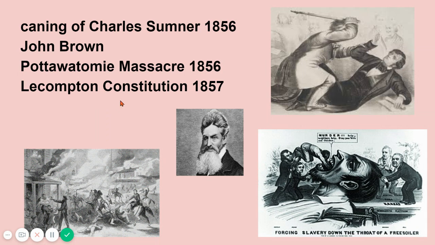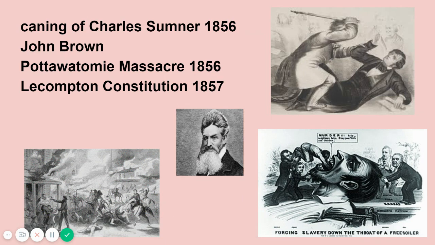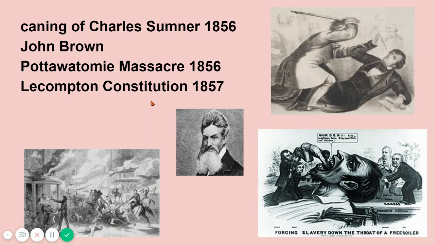But again, the people of Kansas were not united behind this constitution. If you look at this famous political cartoon on the right, you're forcing this down our throats, at least to those that were against slavery. And in the end, the federal government, Congress, never accepted Kansas as a slave state. But by 1857, the animosity between North and South was extreme.